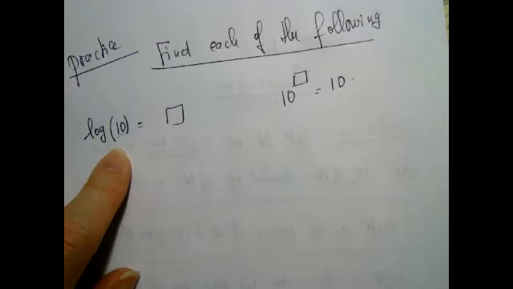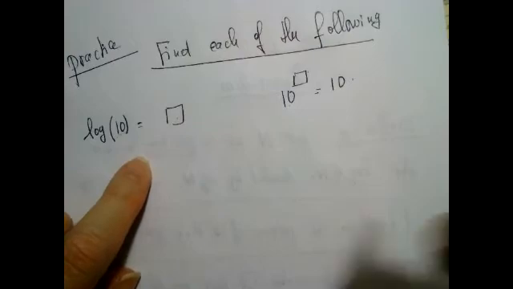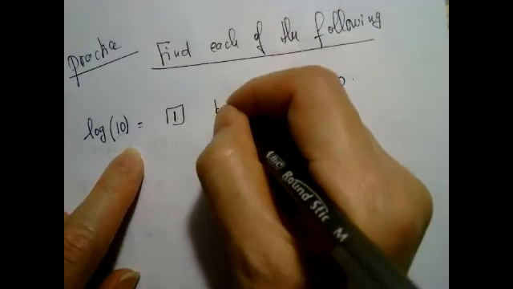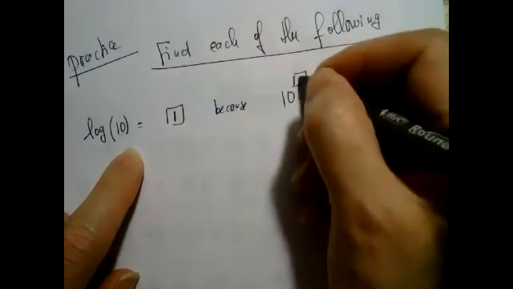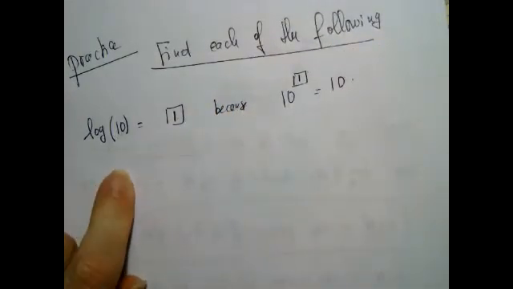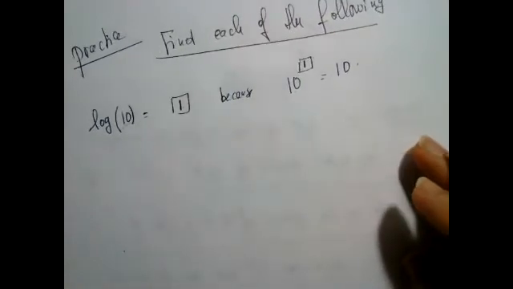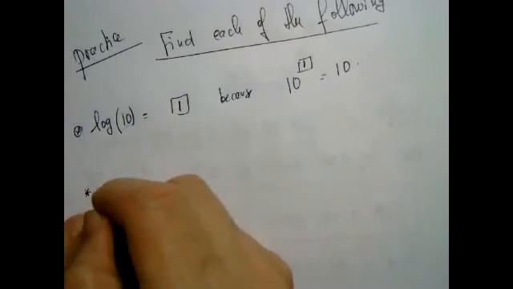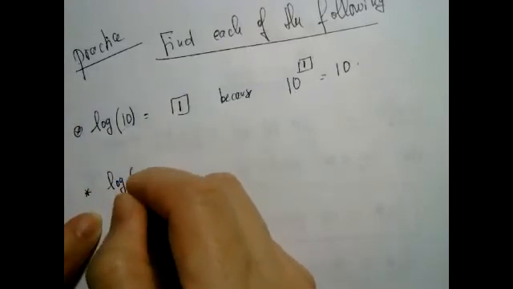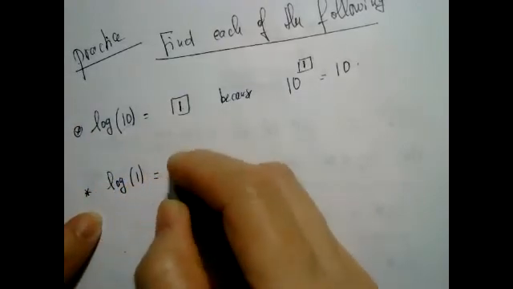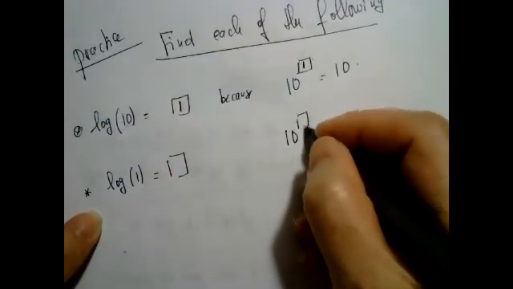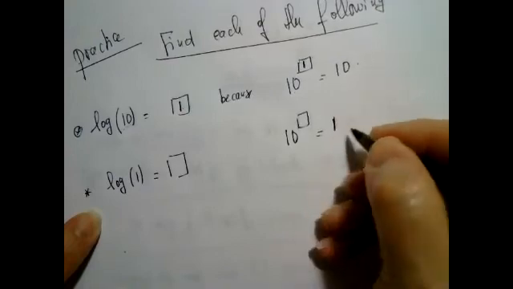Anybody agree with your classmate? Yes or no? I want answers so I can move on. Okay, Jake also agrees. It's equal to 1 because 10 to the power 1 is equal to 10. Now I'm going to give you a lot of others and I want all of you to give me answers. What's the log of 1? It means what's the thing such that when I take 10 to the power of the thing, I get 1.